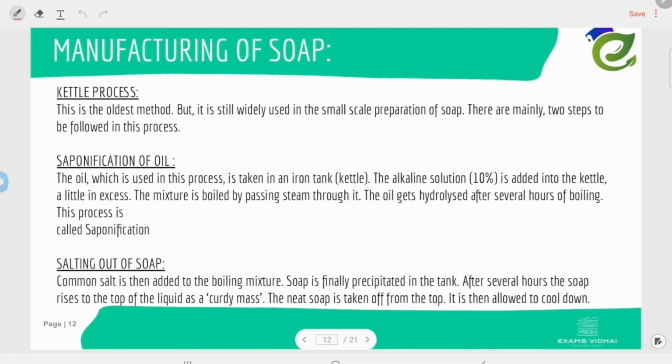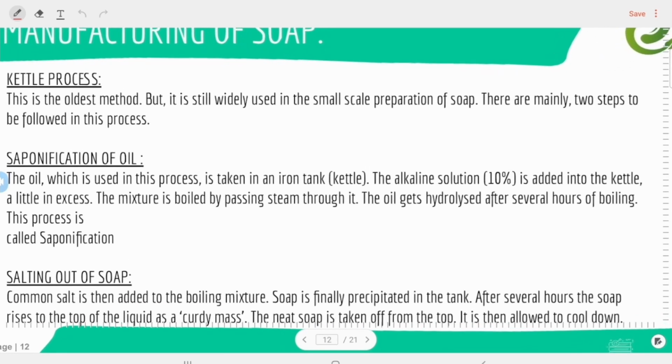Manufacturing of soap: the kettle process. This is the oldest method but is still widely used in small scale preparation. There are mainly two steps followed. Saponification: in this process, we are taking an iron tank. Let's take this to be the iron tank, and we are having fat in it. We are heating this, and we are adding an alkaline solution.